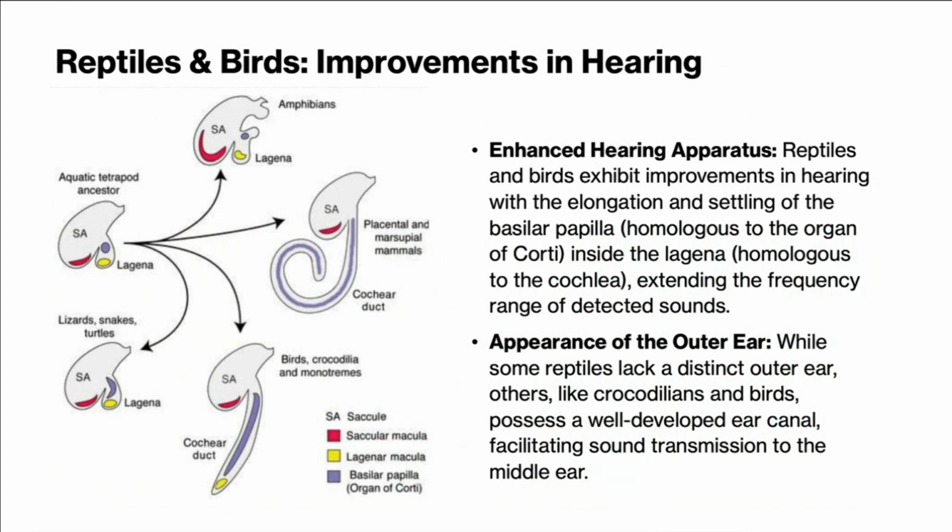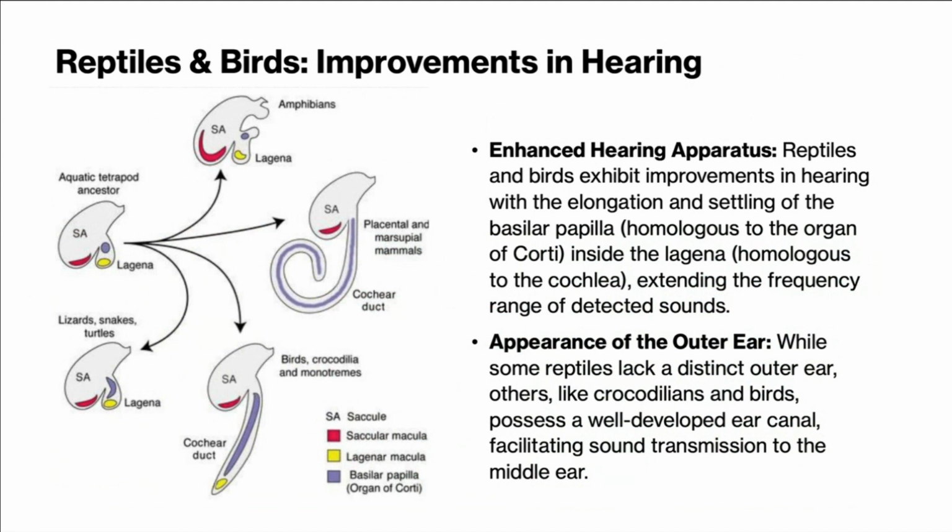Now, some reptiles don't have a distinct outer ear, whereas crocodiles and birds have very well developed ear canals. The outer ear basically makes it so that sound is perceived much better, because the whole point of sound is to vibrate. It would be vibrating air molecules, right? These vibrating air molecules would hit your outer ear first, and your outer ear would collect all these vibrating air molecules and guide them into the ear canal.